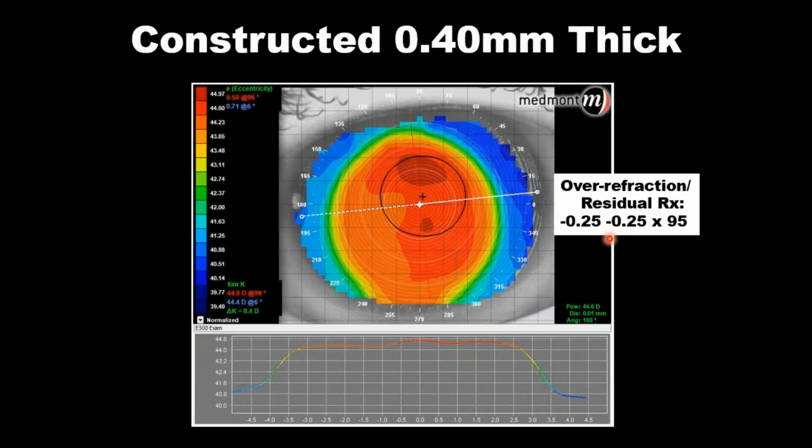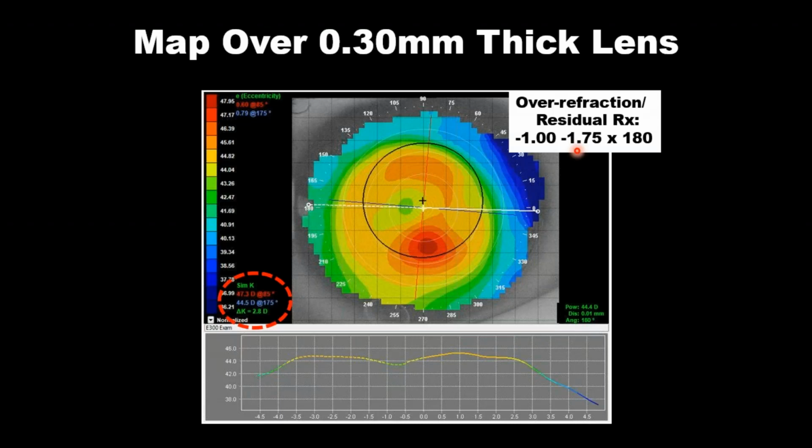If we could make it thicker, we might reduce that flexing, and we wouldn't need a front toric lens to correct the residual cylinder. So let's reconstruct the lens 0.4 millimeters thick. Now that is quite a big jump. Normally, if the residual cylinder is minus one or less, we'd go up to 0.35 millimeters thick. Remember, 0.3 is normal. If we had around one or less residual cylinder, then we'd go 0.05 millimeters thicker, make it 0.35.